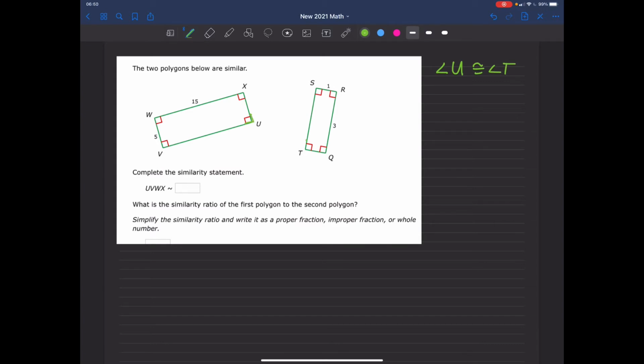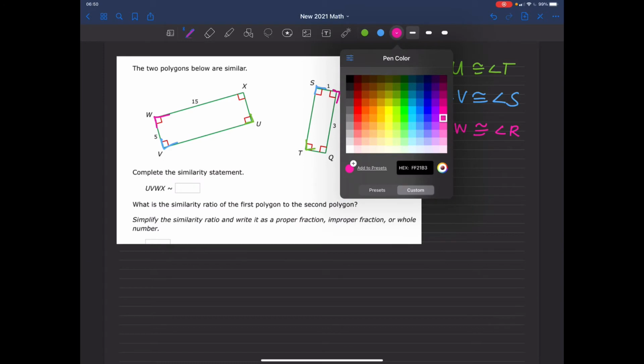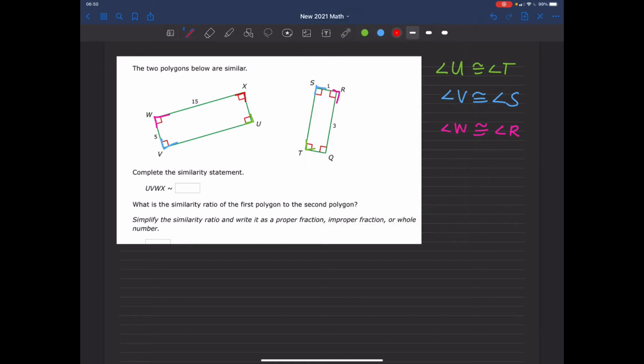Angle U and angle T go together. And then angle V is congruent to angle S. That makes sense. And then we're going to say angle W is congruent to angle R. And then lastly, we're just going to say that angle X is congruent to angle Q.